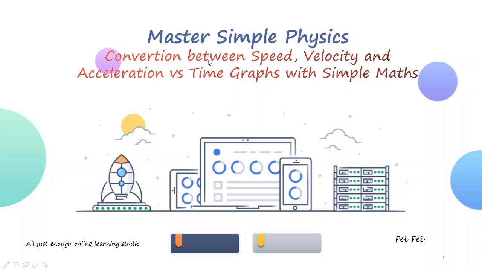Today's topics will be on conversions between speed, velocity, and acceleration versus time graphs with simple maths. I believe most of you should know, if you are good in mathematics, you should have less problem in physics. But here, I make assumptions that most of you do not know what is called differentiation methods. Although I put the terms here, I just hope that you take it as a division method.